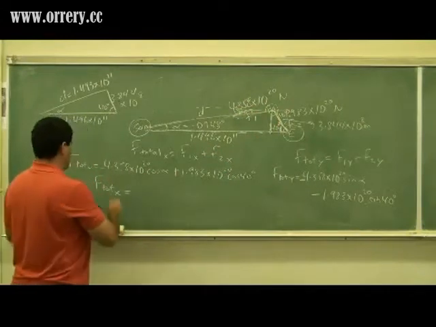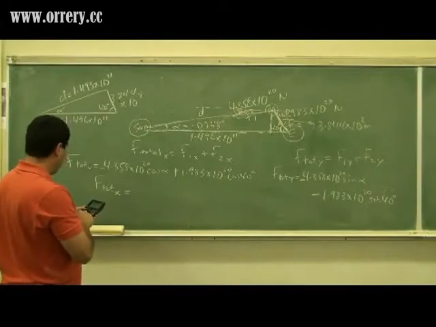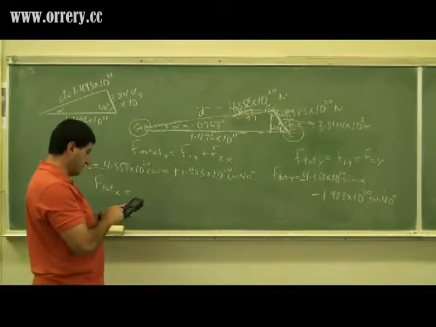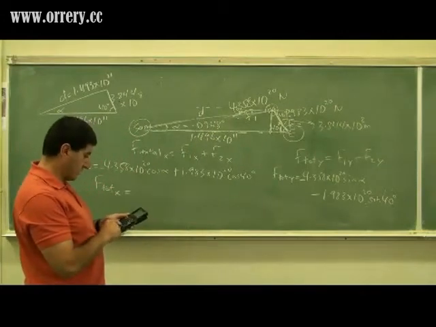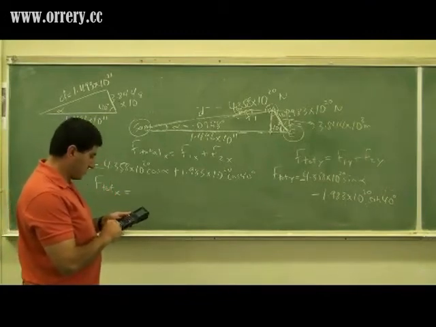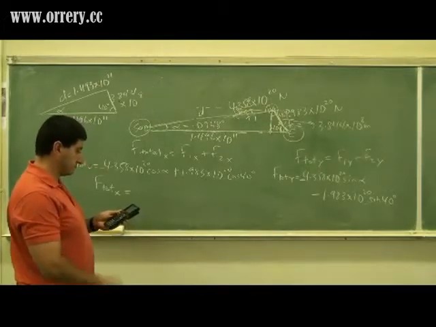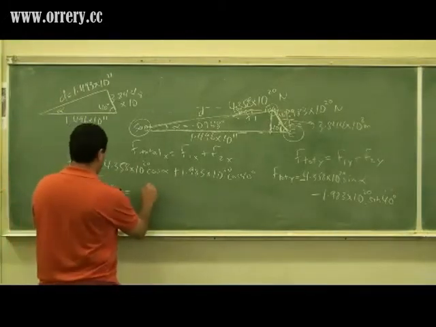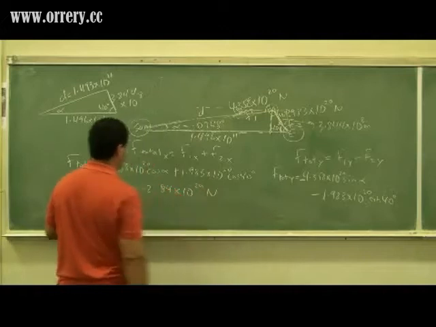So you're going to have negative 4.358 times cosine of the angle, 0.0948, plus 1.983 cosine of 40. Since they were both 10 to the 20th, I can just factor that out, and I'm going to get negative 2.84 times 10 to the 20th newtons.